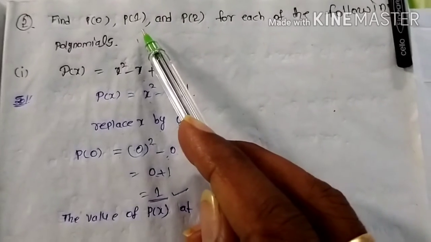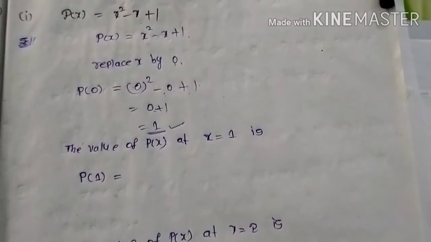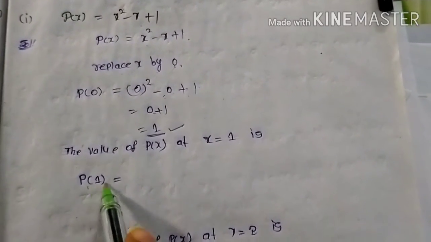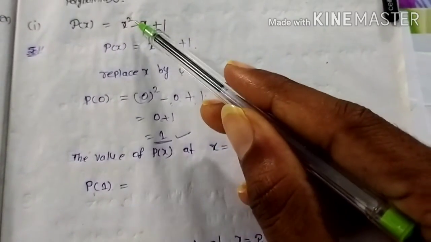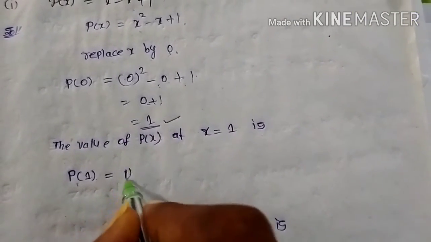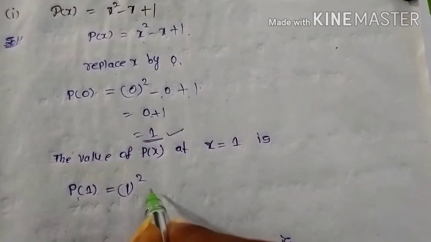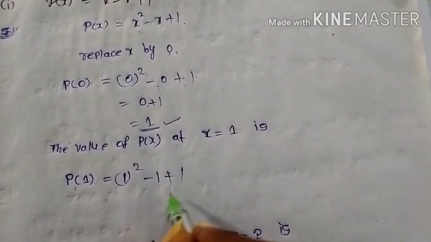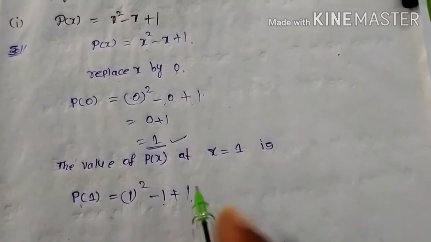Next, we need to find p of 1. Yes or no? P of 1 means just substitute there. See, p of 1 means wherever x is there you can write 1 square minus 1 plus 1. You can write 1 square minus 1 plus 1. Minus 1 plus 1 will be cancelled or not?